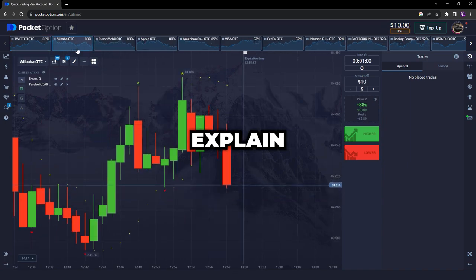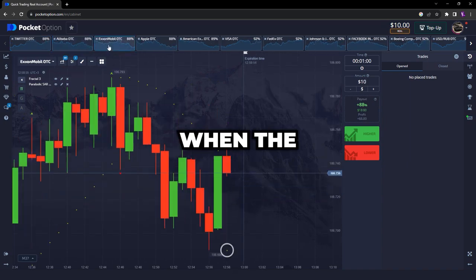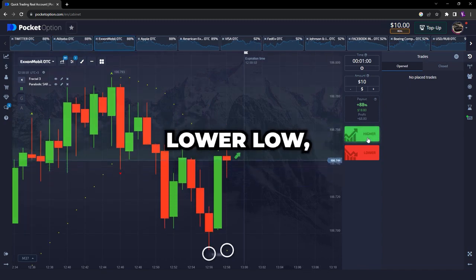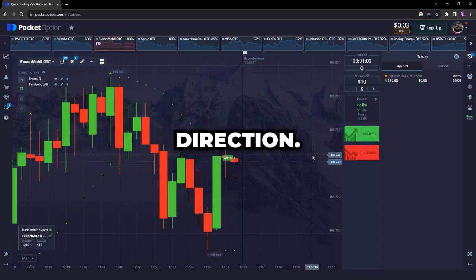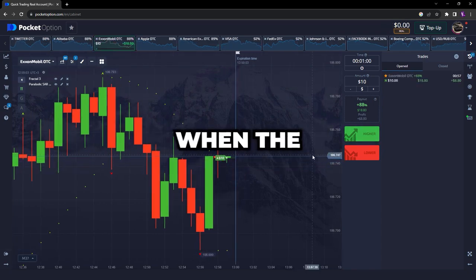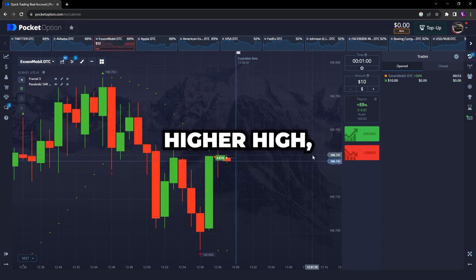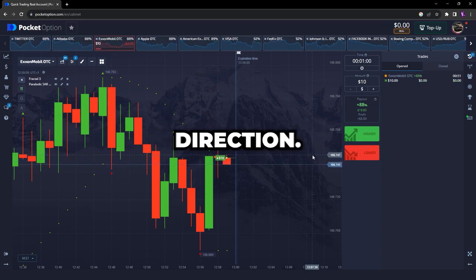I'll quickly explain how this strategy works. When the parabolic appears at the bottom of the candle and the fractal appears at the last lower low, we open a trade in the upward direction. Similarly, when the parabolic appears on top of the candle and the fractal appears on the last higher high, we open a trade in a downward direction.